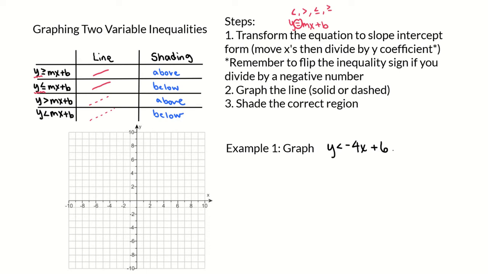So let's do an example. Example 1, graph y less than negative 4x plus 6. We start with the y-intercept, since this is already in slope-intercept form, which is 6, and the slope is negative 4. So we go down 4 to the right 1 in order to draw a line with negative slope of 4. Now, since this inequality is less than, that means we have a dashed line through these points.